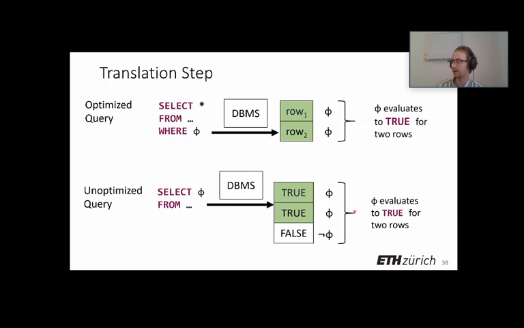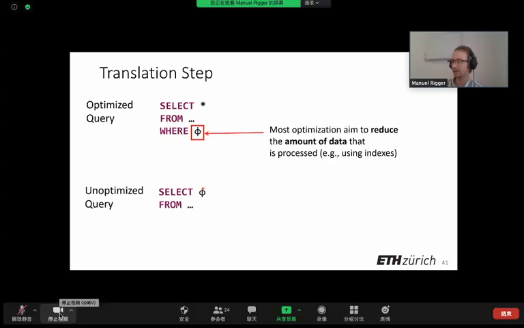And the insight why this approach worked in practice is that we found that most optimizations aim to reduce the amount of data that is processed. For example, they use indexes to speed up the query processing, which are potentially applicable here. But for this unoptimized query, the database management system has to fetch all the rows in the database anyway. So the predicate also must be evaluated on every row, which makes many optimizations, including indexes, inapplicable. So in summary, the translated query cannot be efficiently optimized by the database management system.